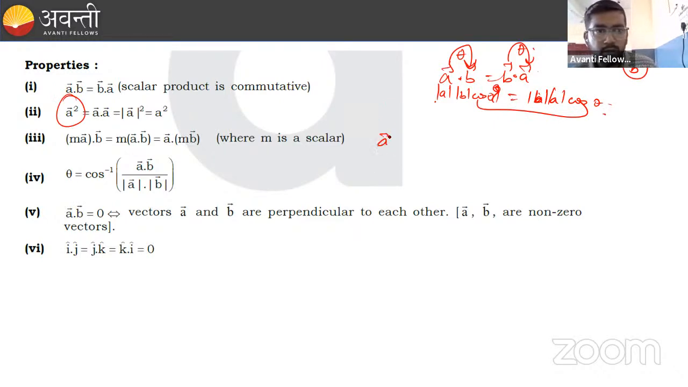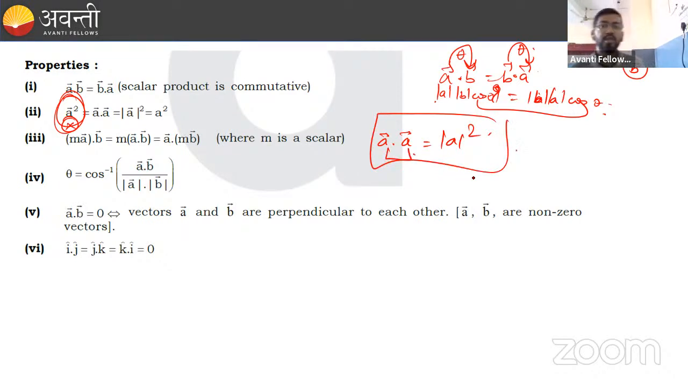Writing a square is a little poor way of writing this. Let's write it down as a bar dot a bar is mod of a square, right? Multiplication of the same vector in scalar form, which is a bar dot a bar, gives us mod of a square. So why does it come out to be mod of a square? We know that a bar dot a bar can be written as mod of a bar into mod of a bar into cos of theta.